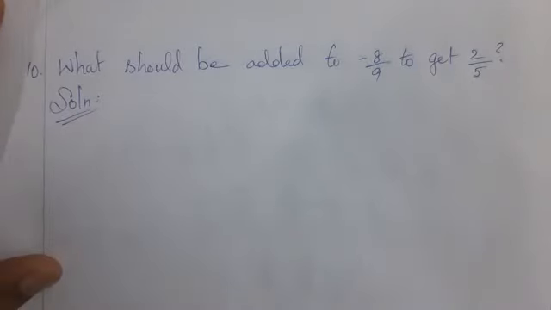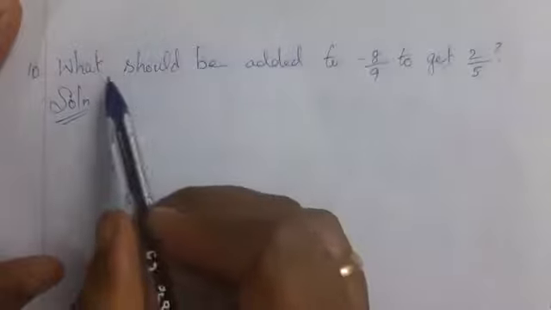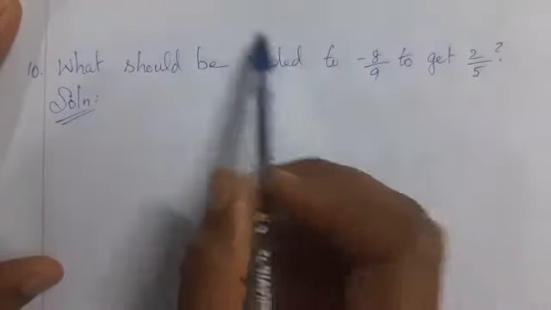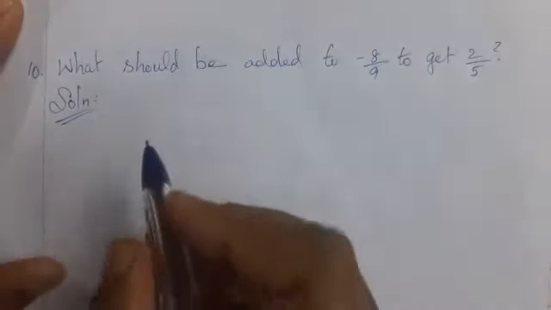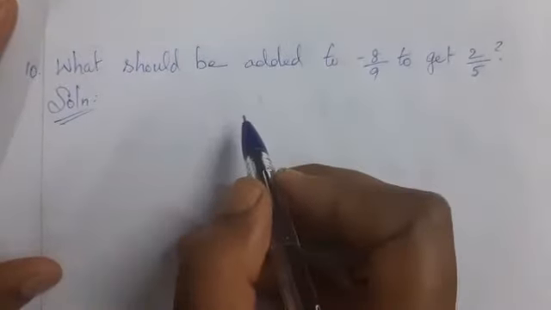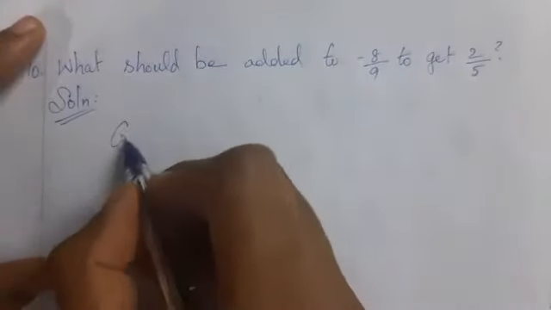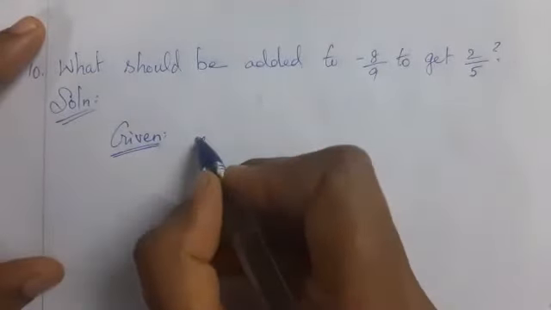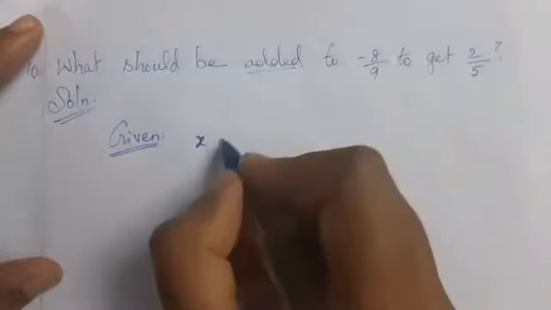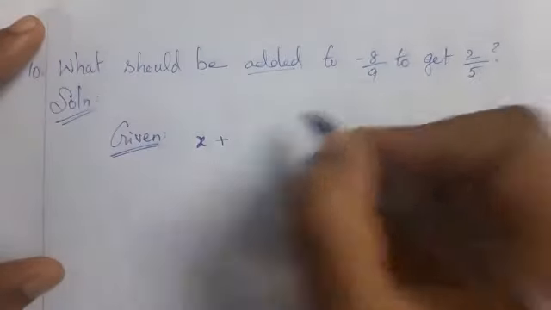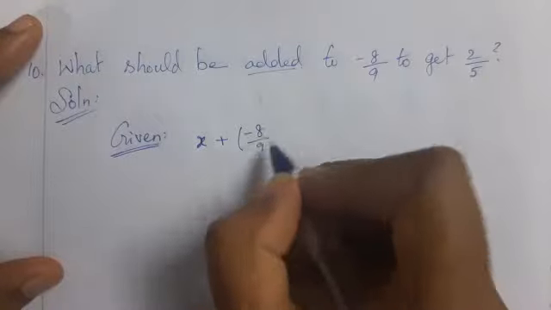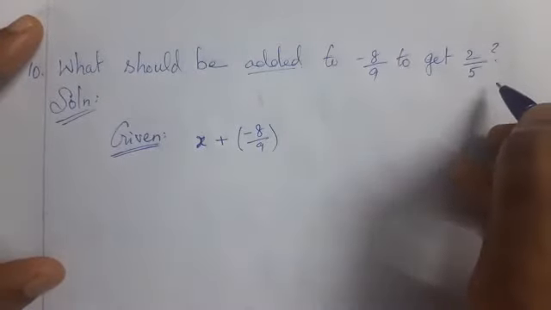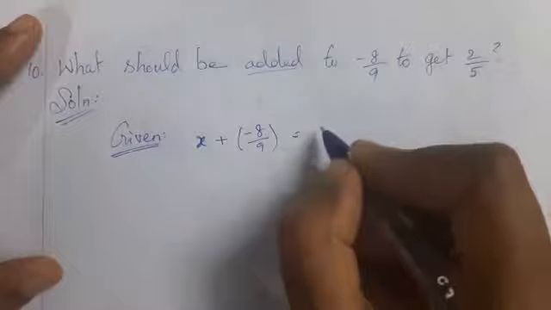What should be added to minus 8 by 9 to get 2 by 5? Read the question carefully. What should be added, that you don't know? Let that number be x. Therefore, given x added to minus 8 by 9, the result is equal to 2 by 5.